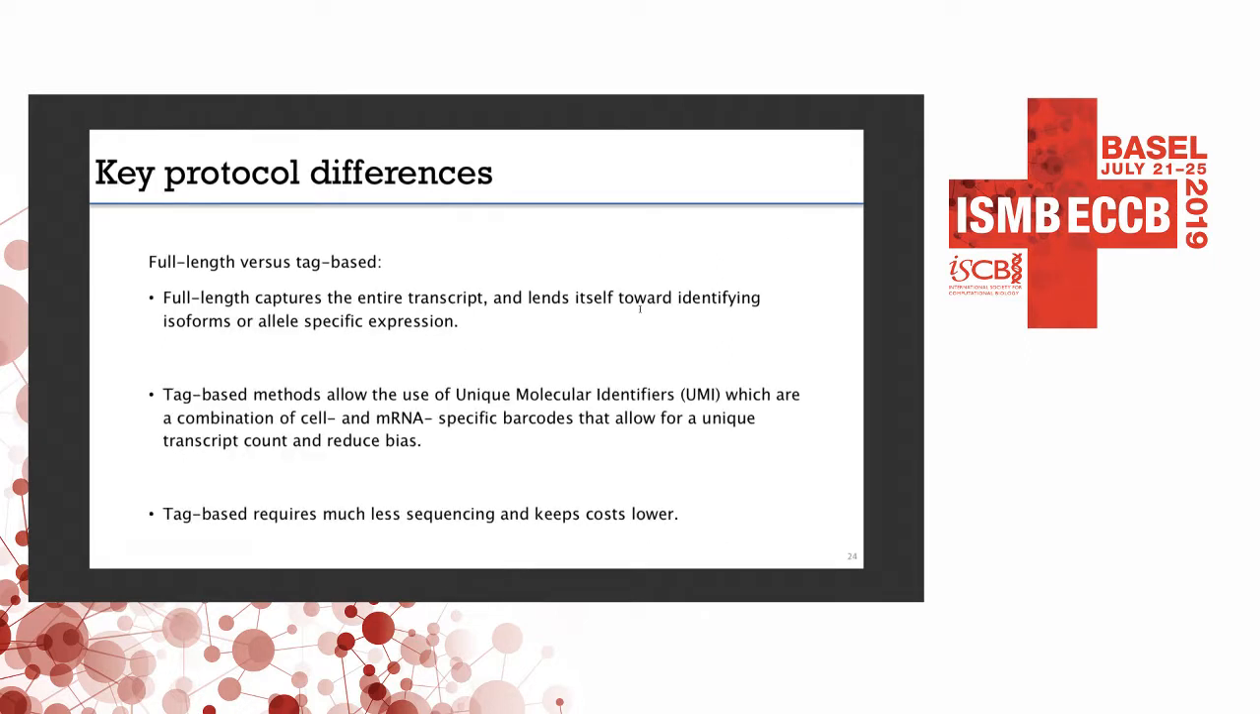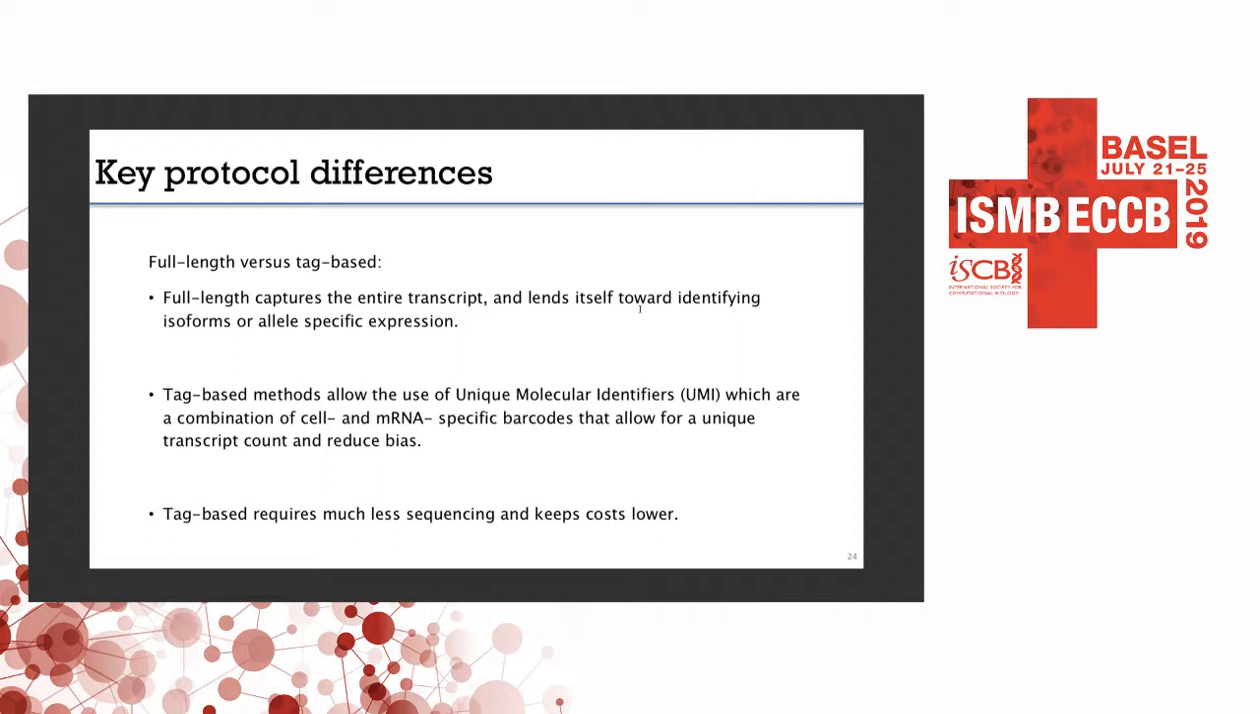Okay, so some of the other protocol differences that are really key here are whether they are full-length or tag-based. So if you do a full-length protocol, you're going to actually capture the entire transcript of the gene. And so this means you can look for isoforms or allele-specific expression. The tag-based methods, they're only going to capture that most 3' or 5' end, so you won't necessarily get to identify isoforms when you use these, but they do allow the use of what's called unique molecular identifiers.